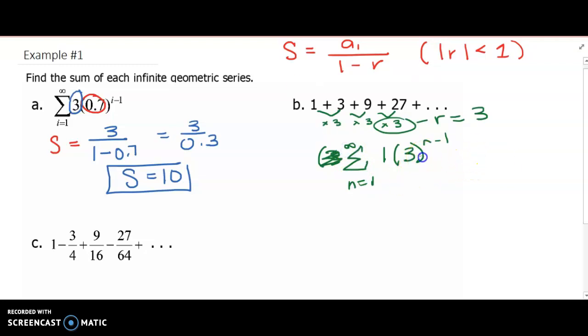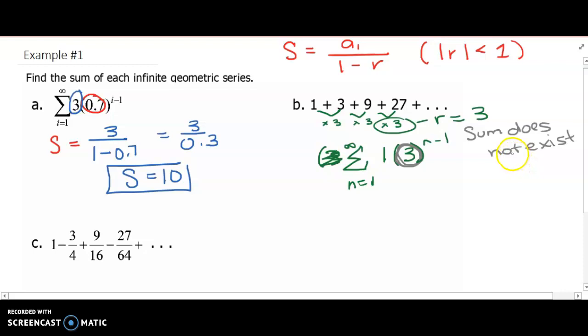Now here, guys, my r value is bigger than 1. Okay, so that means these numbers are going to get bigger and bigger and bigger. And if the numbers continue to get bigger, our sum's going to continue to get bigger and bigger. So what I would write here is just say the sum does not exist.